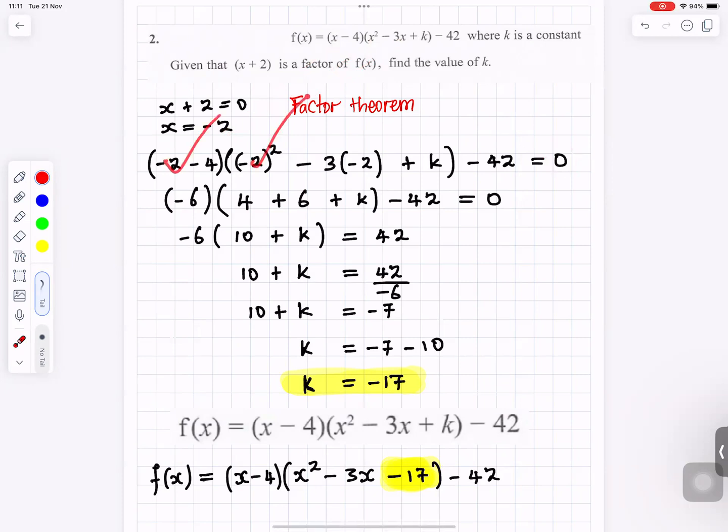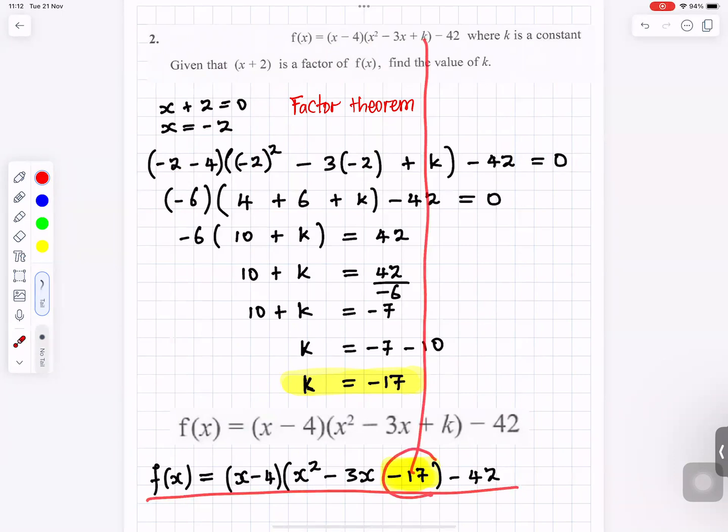So we have the minus 2 in each place, and you simplify all of that. Minus 2, minus 4 gives you minus 6. When you simplify everything, you will get k to be minus 17. You can still write the equation fully like this, replacing the k inside with minus 17.